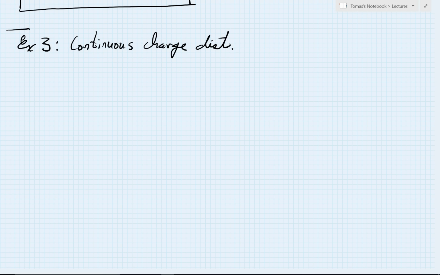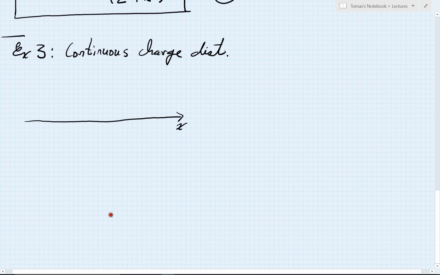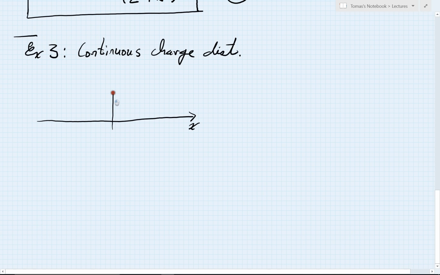So once again, I'm going to have my nice x-axis. This will be my x-axis. And I will, once again, be thinking about what the electric field is doing at some point along the z-axis, which I will denote again by an open circle at distance z here from the origin. And the question again is going to regard what is the electric field at that particular location.